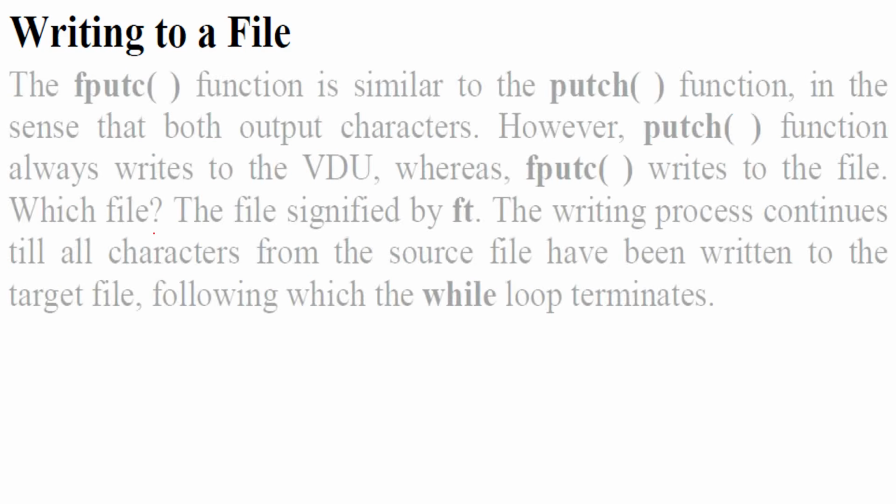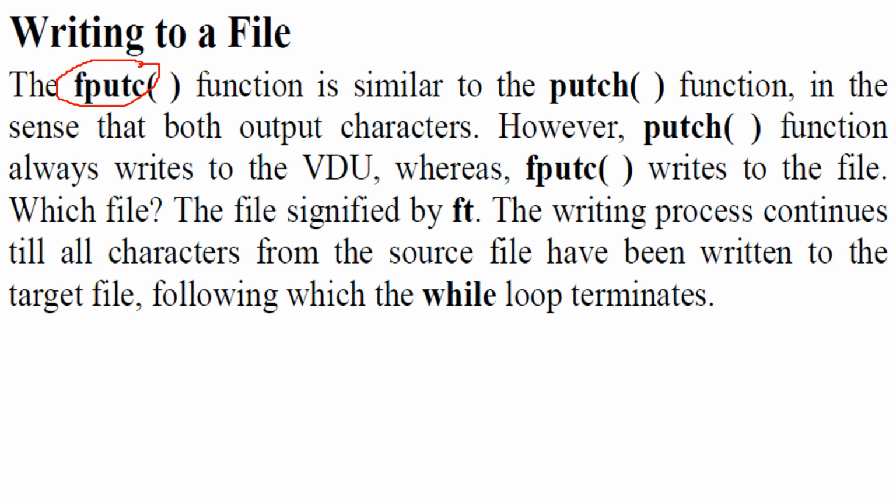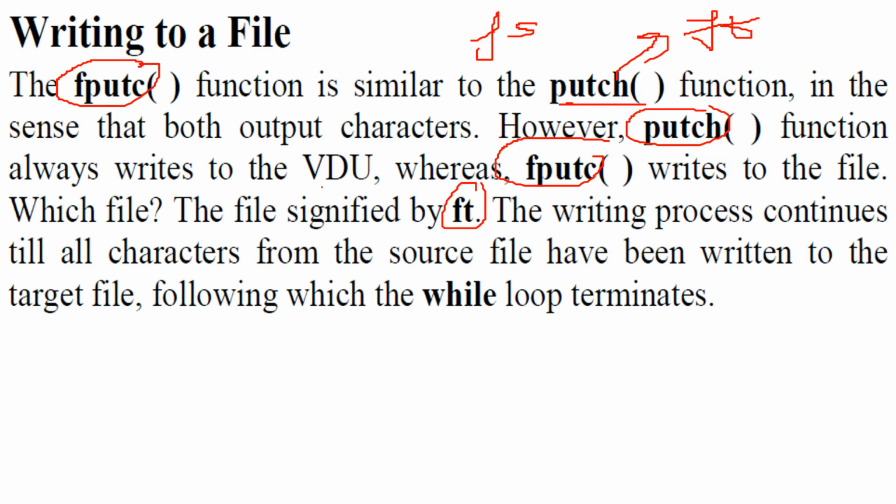Writing to a file. Now fputc is similar to the putch function, because both of them are outputting the character. But putch puts the character on the visual display unit, but fputc writes to the file. So which file? Say if you have fs as source file pointer, and ft as target. So this signifies you want to put it or write it in some file, say the target file. And this goes from one character to one character, copying, and while terminates it.